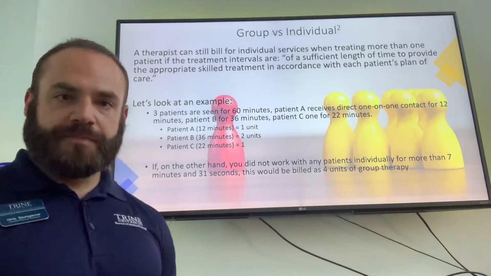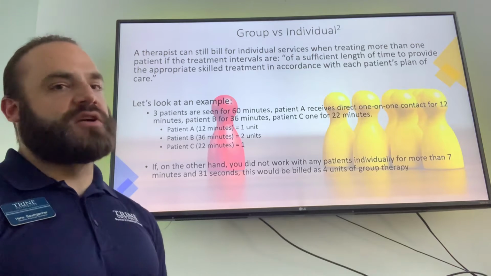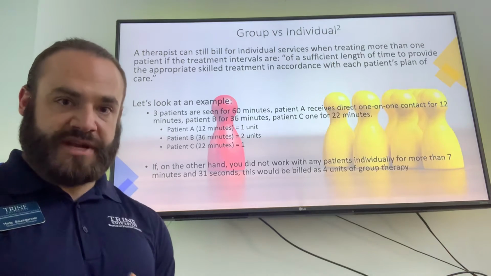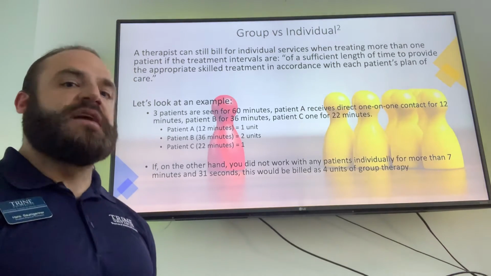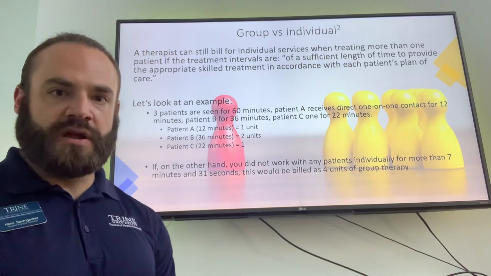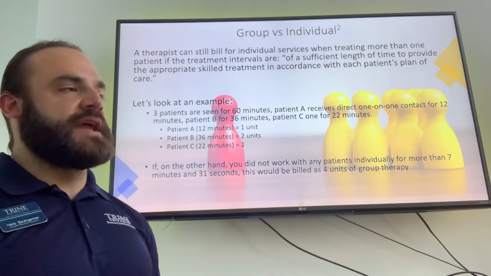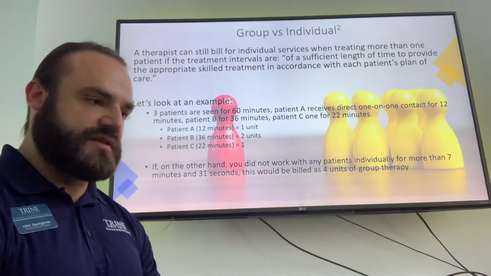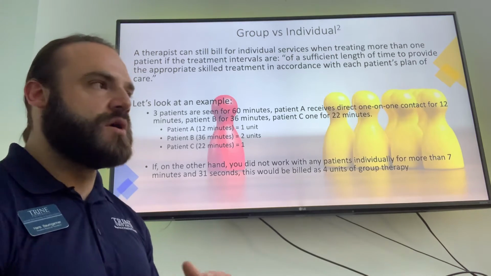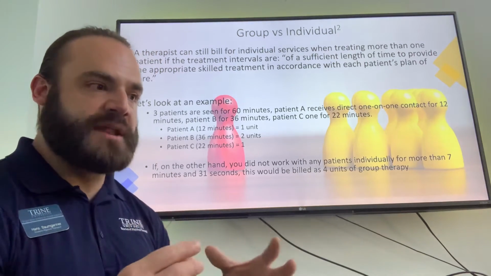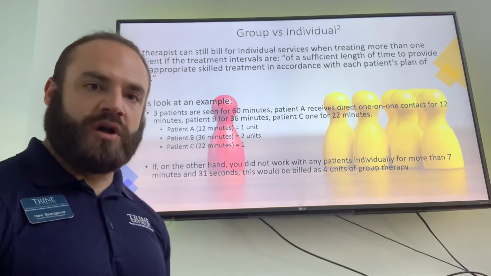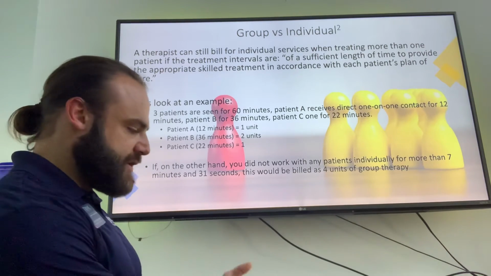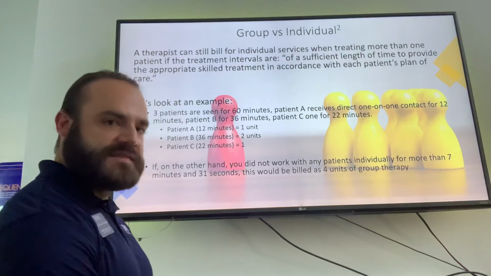Group versus individual. So basically, this is similar to that crossing the midpoint. If you're working directly one-on-one with one patient for over 7 minutes and 31 seconds, then you can charge them for at least 1 unit of an individual charge. If, on the other hand, most of your time is just spent instructing several people all at once, and there's no time that adds up to 7 minutes and 31 seconds or higher, then all of your charge is going to be group therapy. And I have a more elaborate example right here for you to look at, but it's based on that crossing the midpoint.